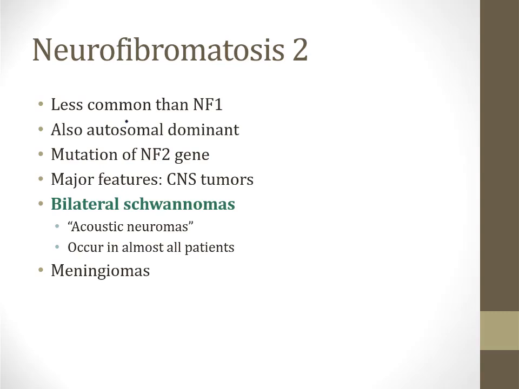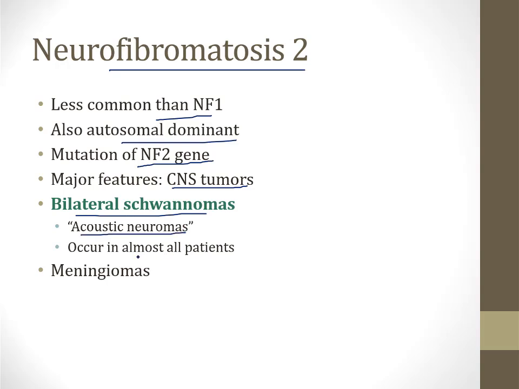We'll just briefly touch on neurofibromatosis type 2. This is much less common than type 1. It is also autosomal dominant, however, it's a mutation in the NF2 gene. And the main feature of this disorder is central nervous system tumors. In particular, bilateral schwannomas are very common. Schwannomas are also called acoustic neuromas, and these occur in almost all patients who have neurofibromatosis type 2, and that's what you want to remember about this disorder.